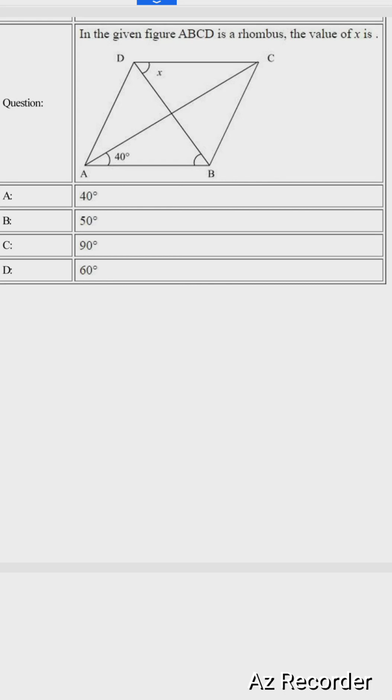Welcome students, let us see one more question for Bocconi University test. This is a very simple question based on properties of rhombus. In this figure, ABCD is a rhombus. We have to find the value of x.